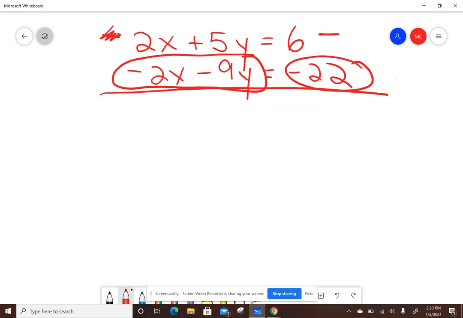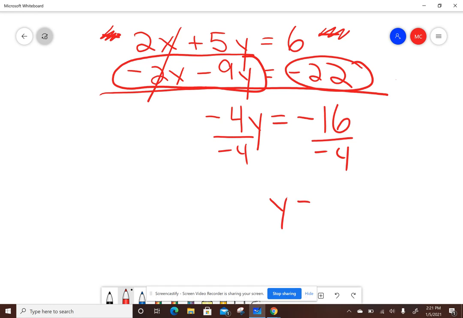When I add 2x plus negative 2x, that becomes 0, goes away. When I add negative 9y to 5y, I get negative 4y. And when I add negative 22 to 6, I get negative 16. Now, divide by negative 4, divide by negative 4, and I get y equals 4. So I was able to eliminate the x's because by adding 2x and negative 2x together, they went away. Okay, this is the elimination method.